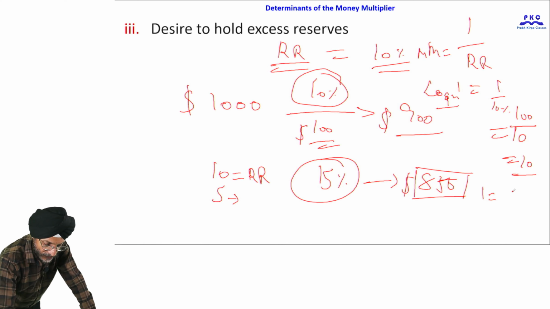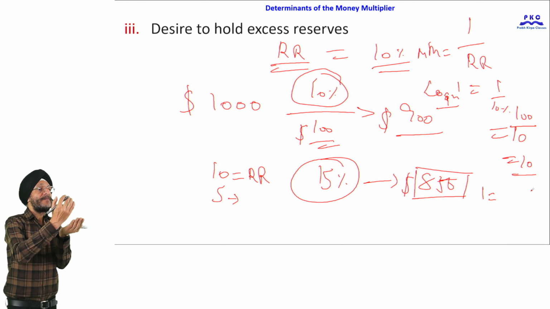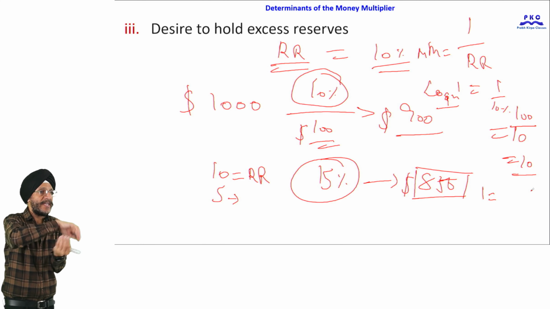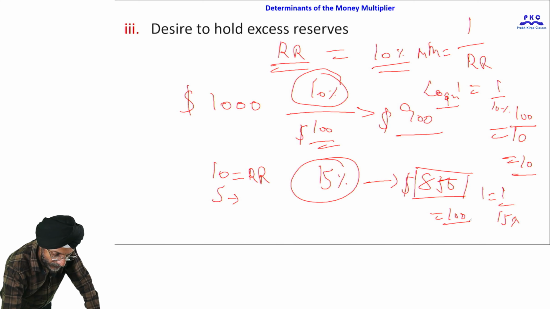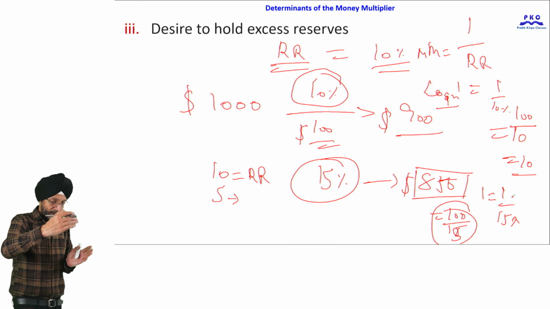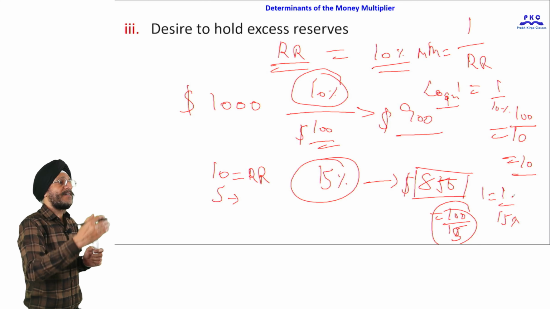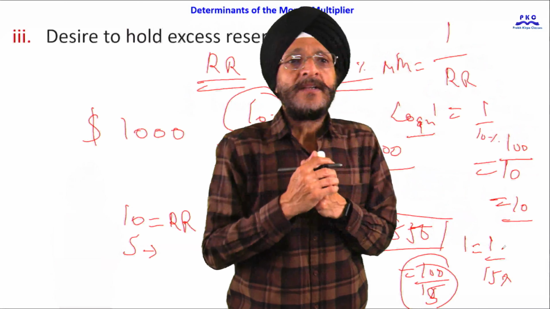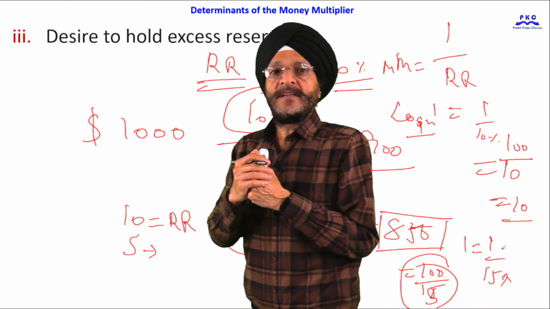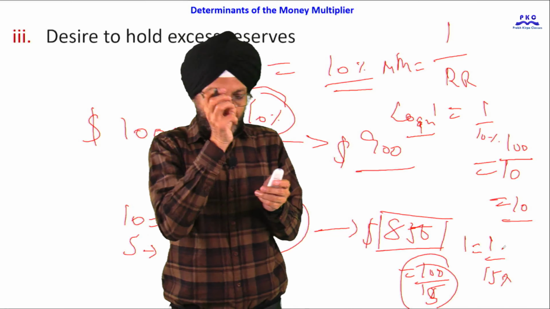So if the reserve which has been decided to be kept aside by the bank becomes 15%, what will happen? It will become 100 over 15. So you will observe that if the excess reserves are held by the bank, then it will adversely affect the money multiplier.